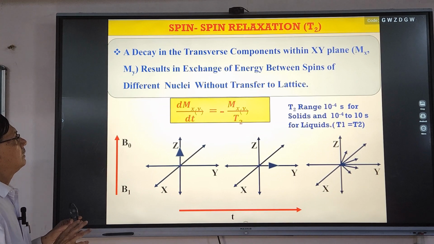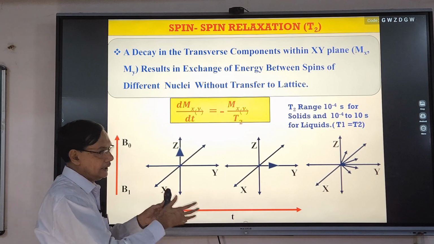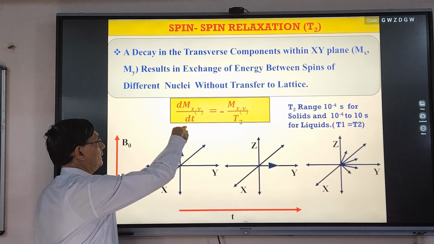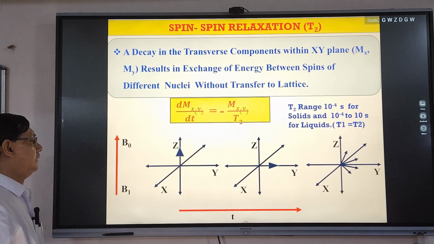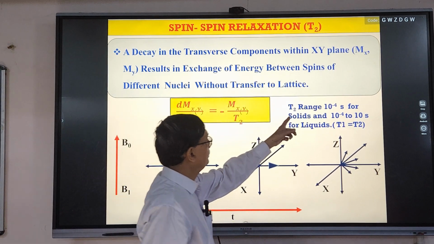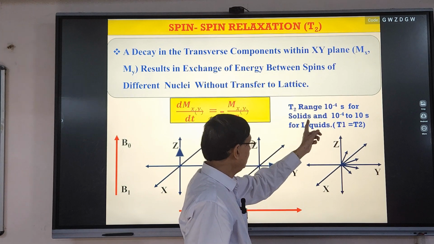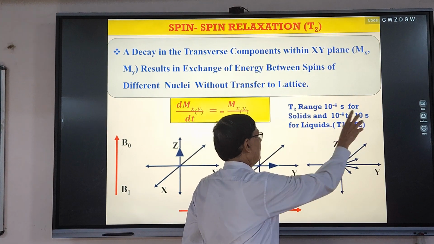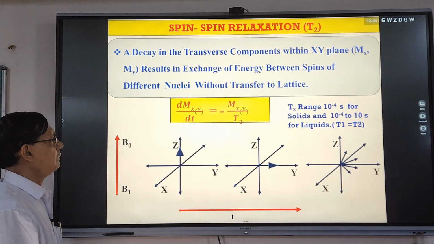So it is not transferred to the environment, the surroundings or the lattice. Therefore it is called spin relaxation. So it is like that. And of course it also depends on T1. And here the range is slightly different: 10 to the power minus 4 second for solids, and 10 to the power minus 4 to 10 to the power for liquids. Sometimes, for liquids, T1 is equal to T2.